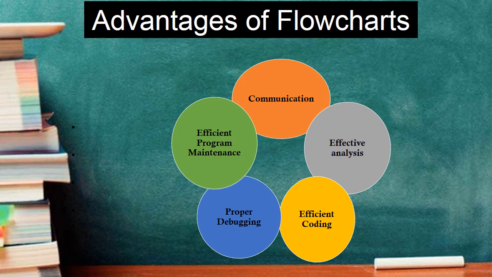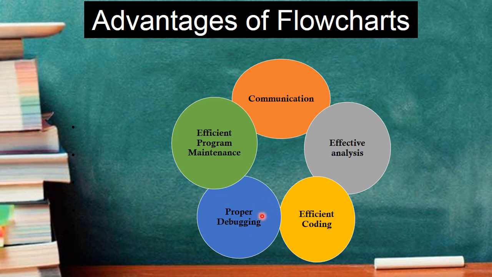So here you can see that we have different advantages of the flowchart. The first advantage is communication. Flowcharts are a better way of communicating the logic of a system or a problem. The second advantage is effective analysis. With the help of a flowchart, a problem can be analyzed in a more effective way. Third one is efficient coding. The flowchart acts as a guide during the system analysis and program development phase.